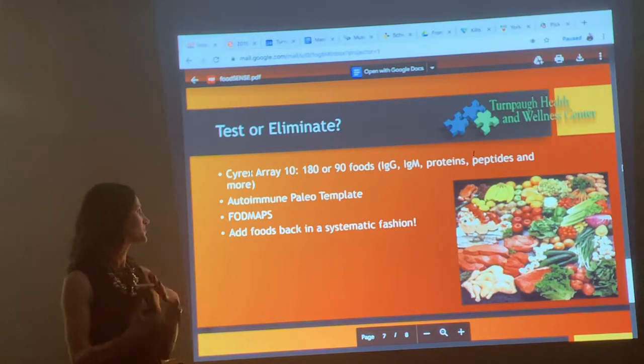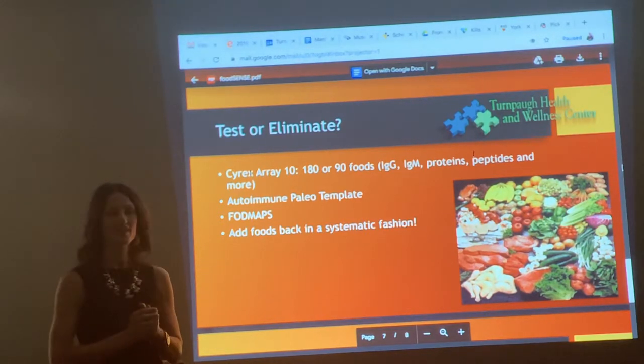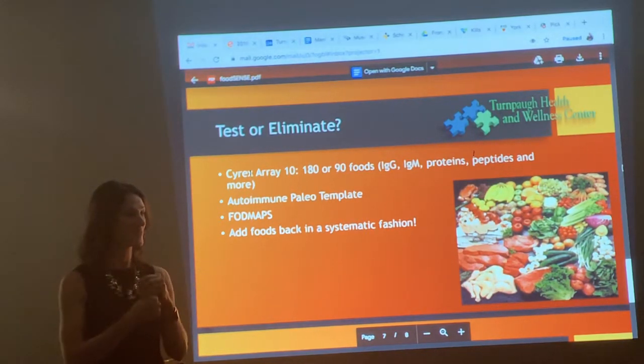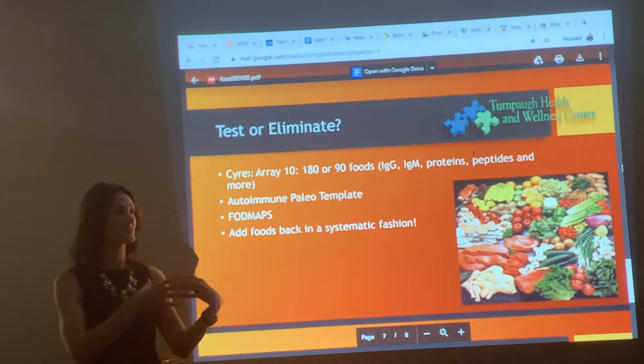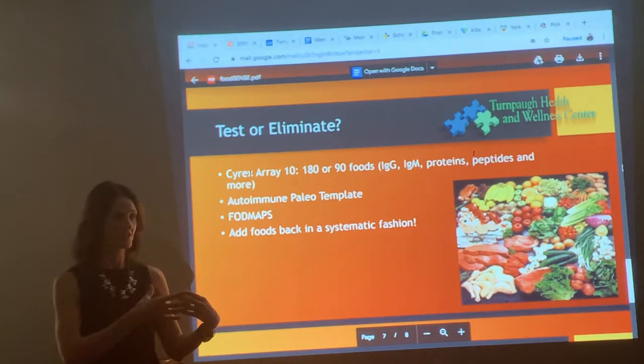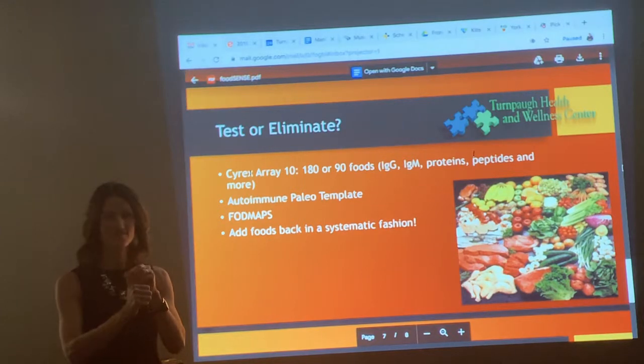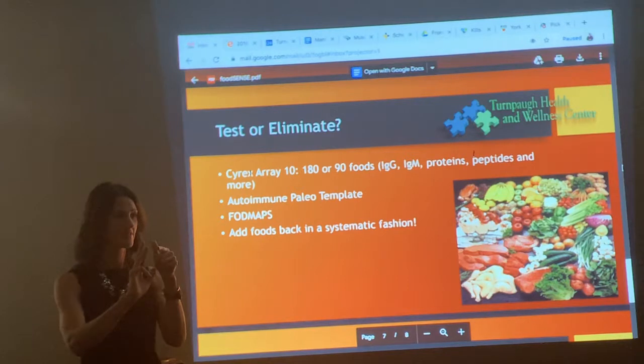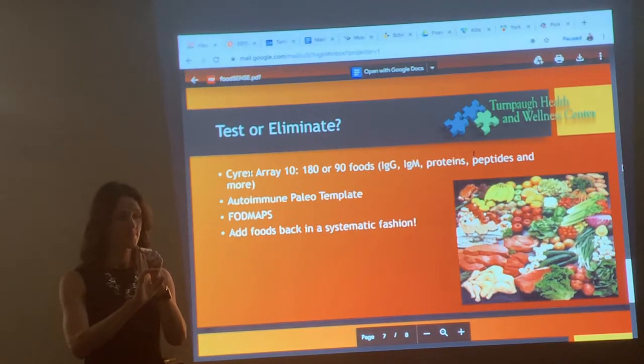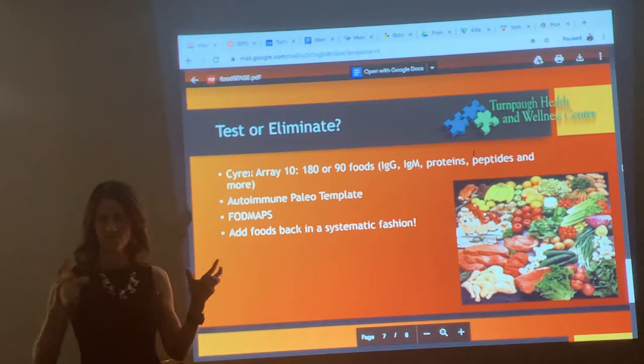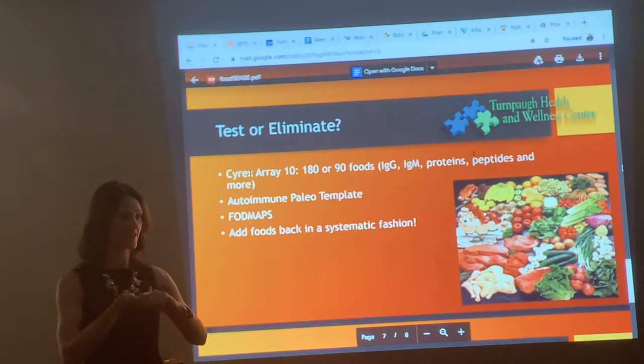So the reason we like to use the Autoimmune Paleo template is basically it's taking a paleo template but also removing some of those other big allergens. So we're looking at the diet consisting of high quality proteins, high quality fats, vegetables, and fruits. And that's really what the diet consists of.